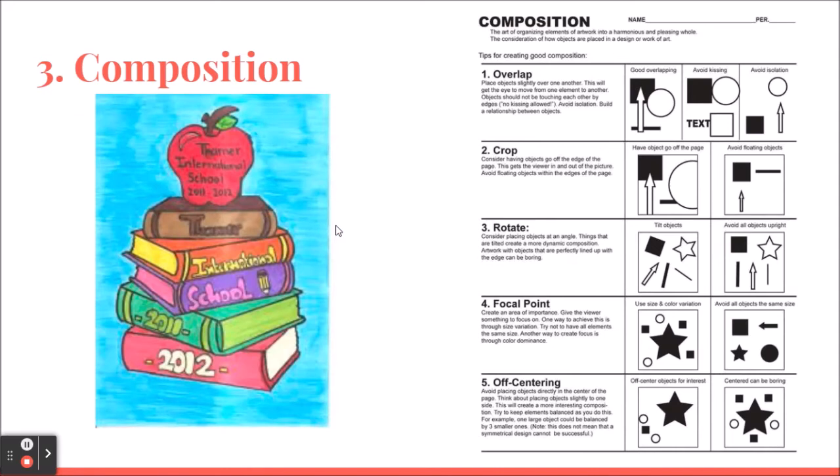Let's look at this one. This is an actual yearbook cover. So there's some overlapping because these books look like they're stacked on each other. The focal point is basically the stack of books. There's a little bit of rotating because the books look like they're rotated, so they go in different directions instead of being straight on, which makes them interesting.